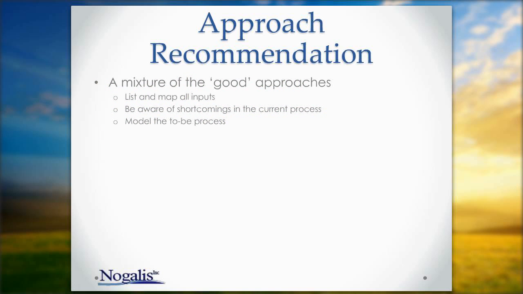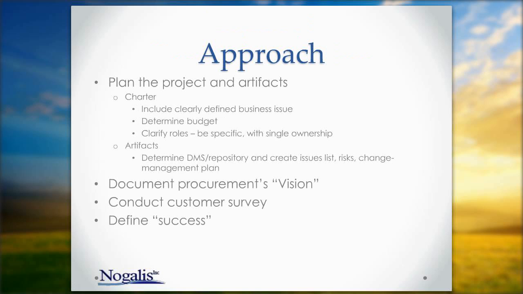So the approach recommendation is really a mixture of the good approaches. List and map all inputs, such as facilities, IT items, capital requests, expense. Be aware of shortcomings in the current process. Model the to-be process. That includes whiteboarding of the routing of a single item. And then, as we said, you can model the result and estimate efficiency.